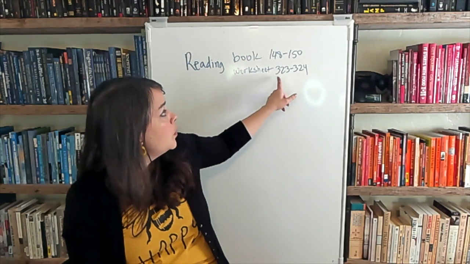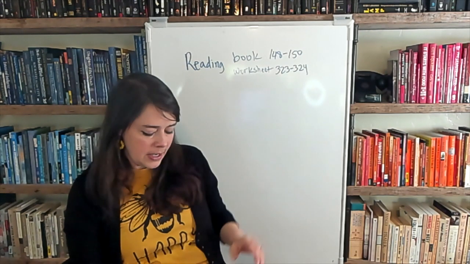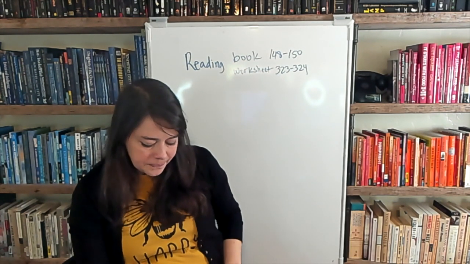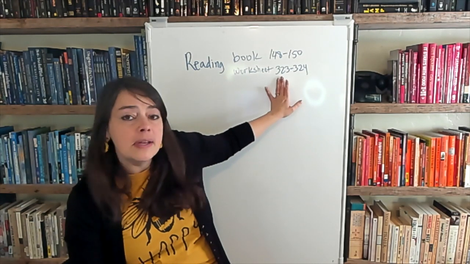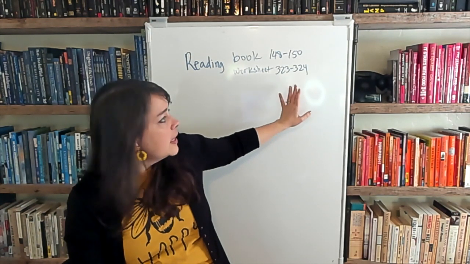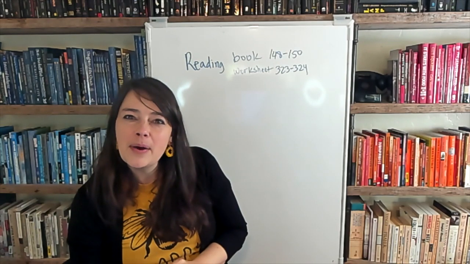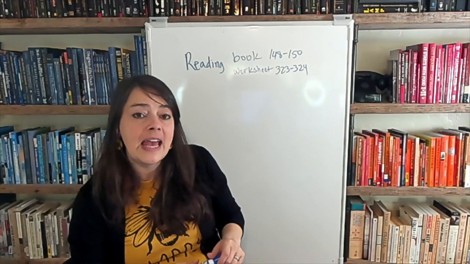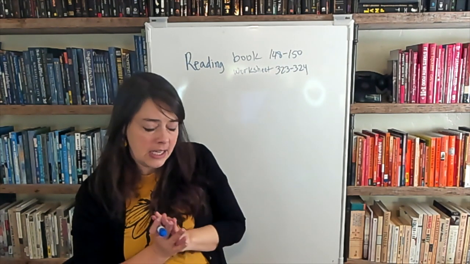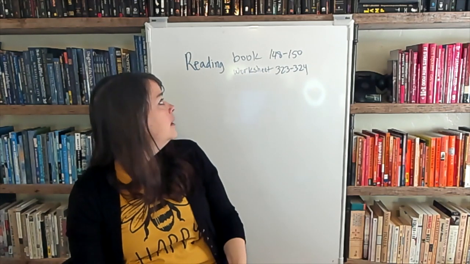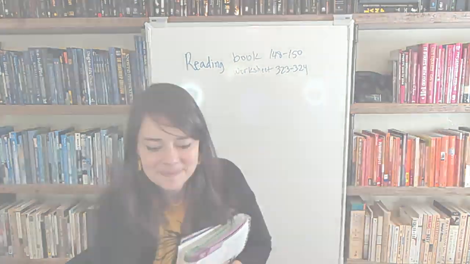Okay, you're going to do your worksheet, page 323 to 324. 323 is reviewing the story, and 324 is about different ways that we can make the long A sound in a word. Okay, so work hard.